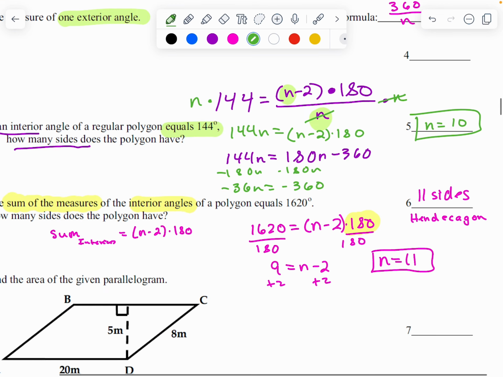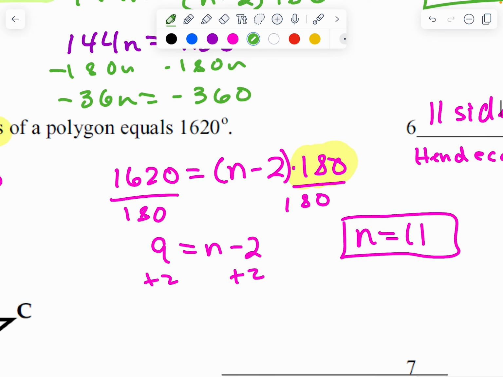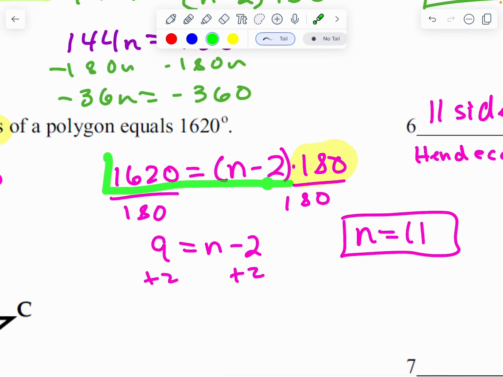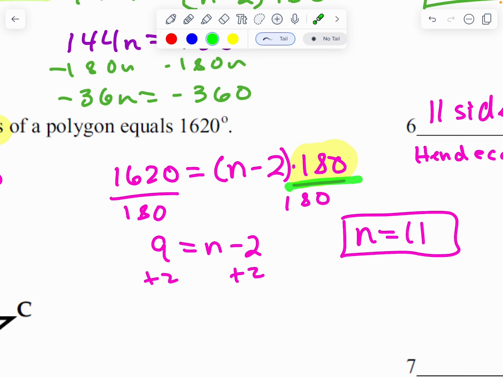Great. Okay. Knowing that, you should be able to now do number 6, right? Because it's a little easier, because here they told us the sum. So the formula that you would use is just this top one, where the sum of the angles is equal to (n minus 2) times 180. Then I decided to divide by 180 to get 9 equals n minus 2, and then you just solve from there.